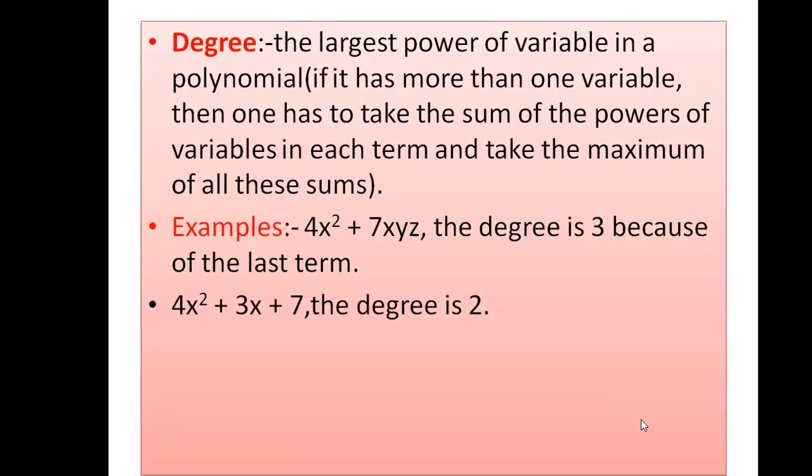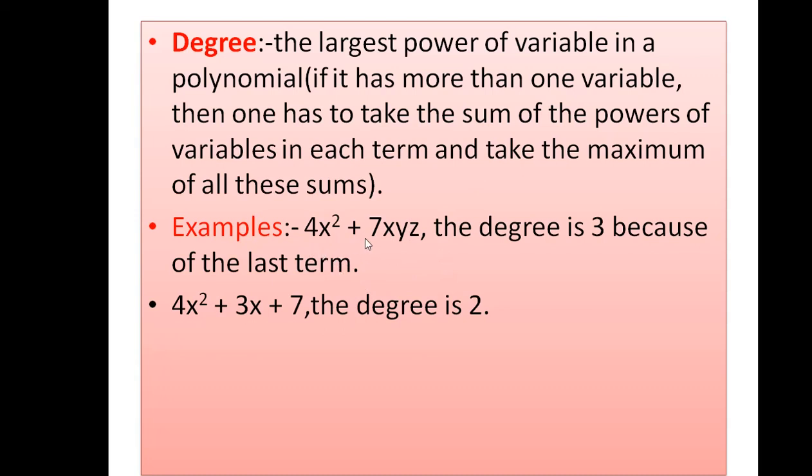Next is degree. The largest power of a variable in a polynomial, that is what is called degree. If it has more than one variable, then one has to take the sum of the powers of the variables in each term and take the maximum of all these sums. So in this example you can understand it in a clear way.